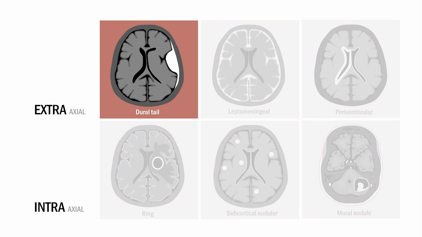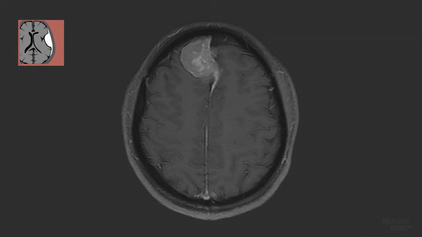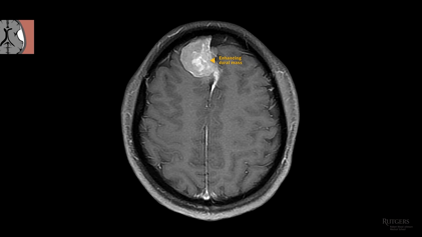First up, the focal dural enhancement. Here is an example of an enhancing dural mass. How am I so confident stating that this is a dural mass? Well, two things. First, there's a dark rim of CSF that separates the mass from the brain parenchyma.